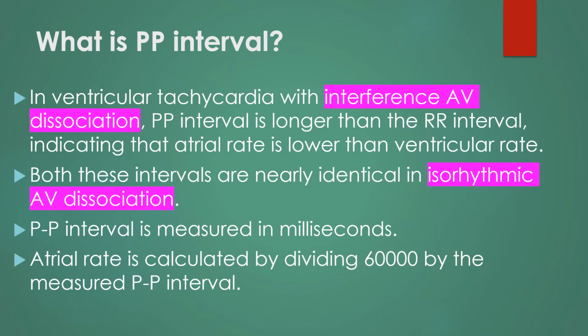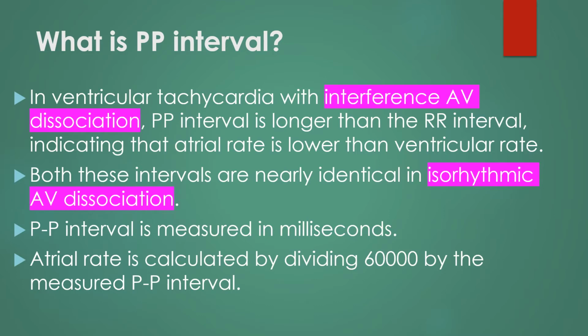In ventricular tachycardia with interference AV dissociation, PP interval is longer than the RR interval, indicating that the atrial rate is lower than the ventricular rate. Both these intervals are nearly identical in isorhythmic AV dissociation.